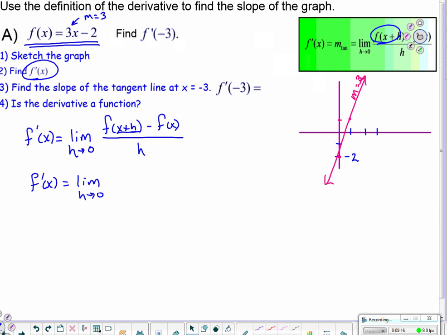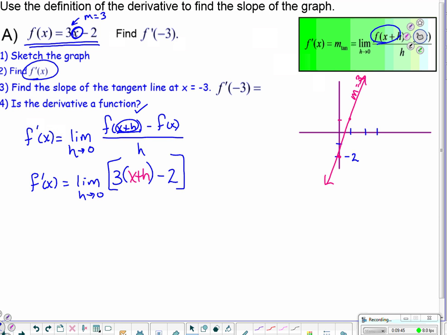Now, let's evaluate our function at x plus h. So I replace, right? At x, I replace it with x plus h. So I have 3. If you have a different color pen, maybe it would be a good idea to show how you're substituting. I'm putting in x plus h in that x position, and then -2. That is the first part. I've got that function done.